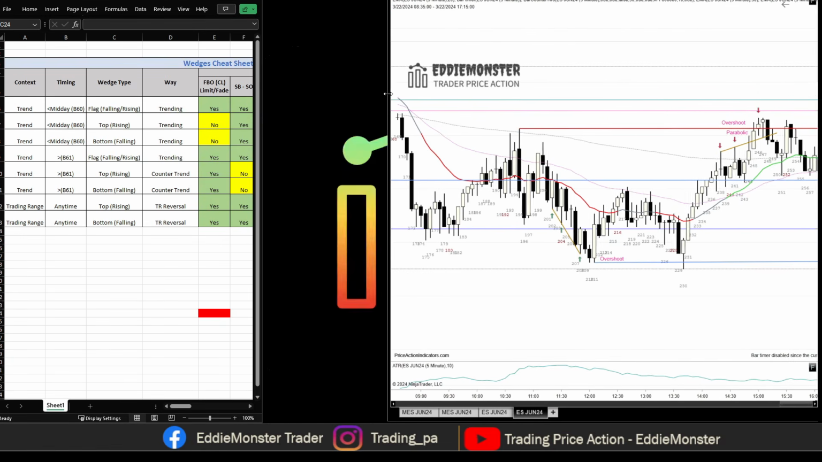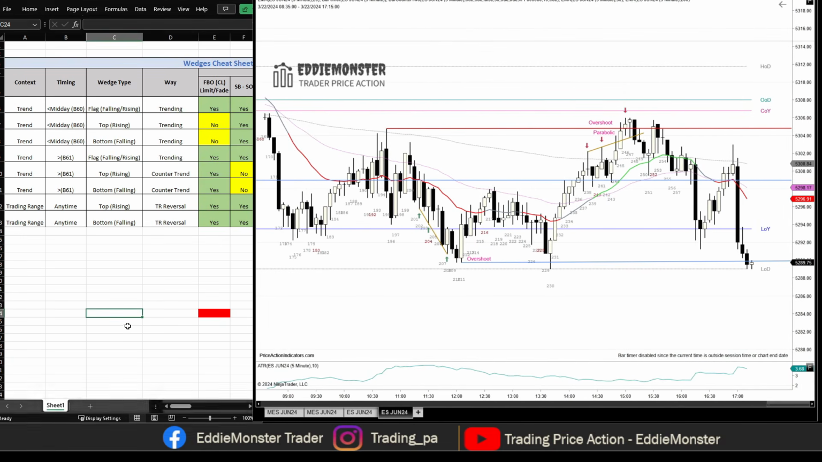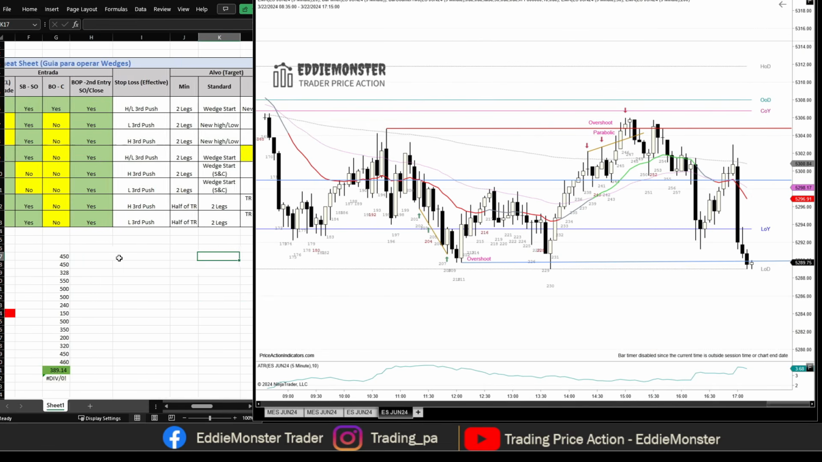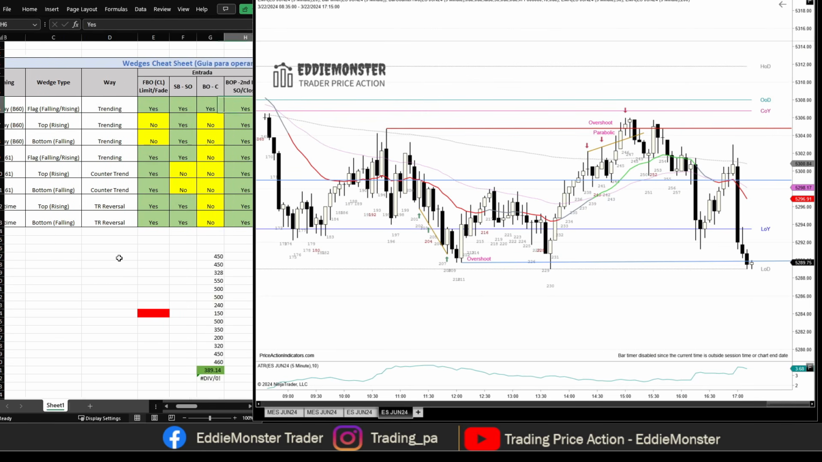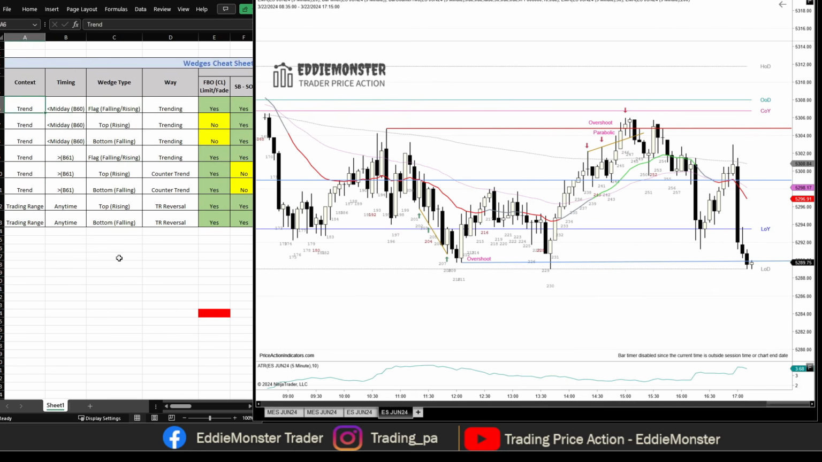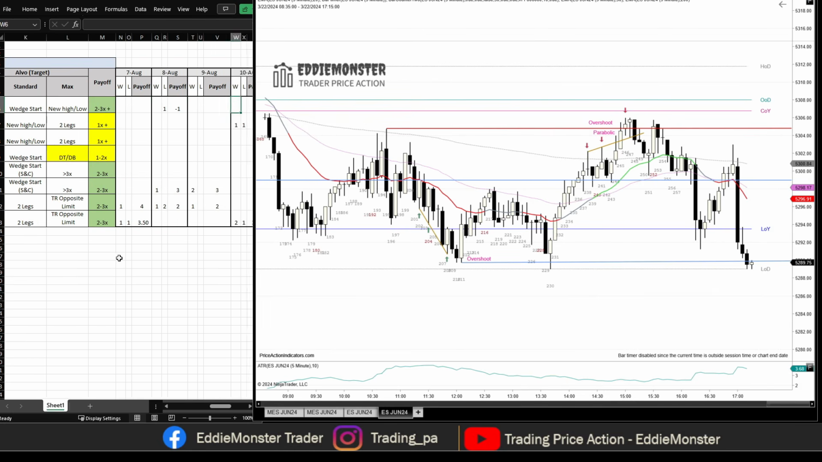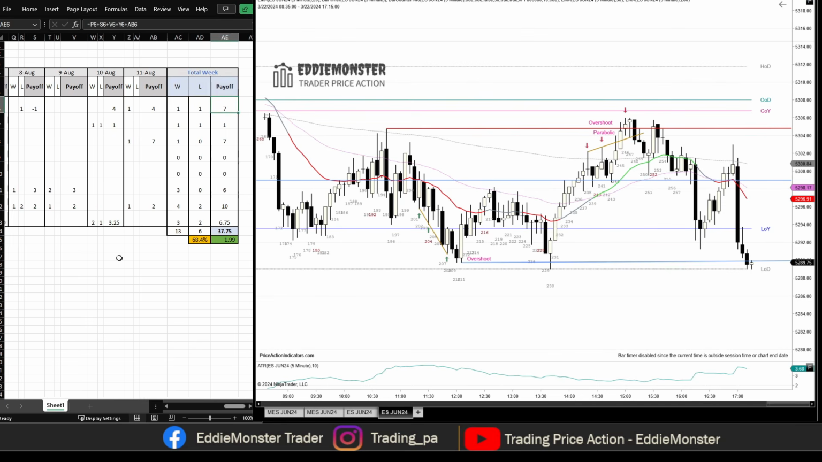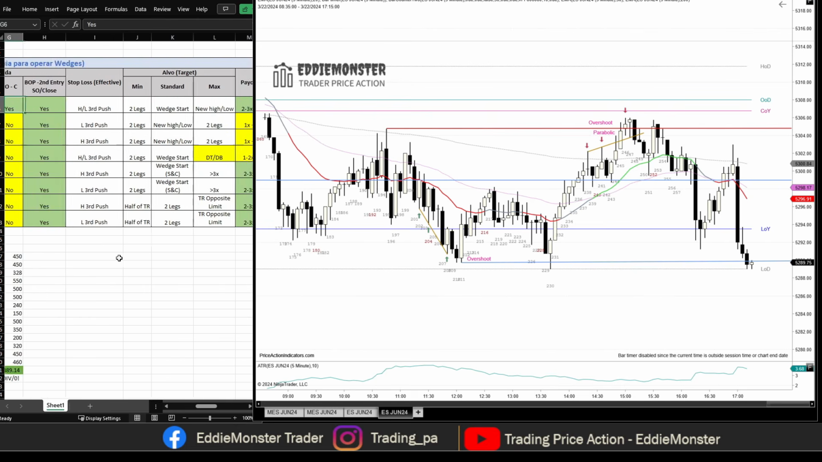So let me try to do something here. What I put here is the cheat sheet that I have, and the way that we can trade it. And here are some of the trades that I did in this.